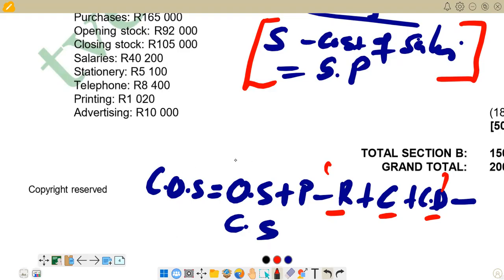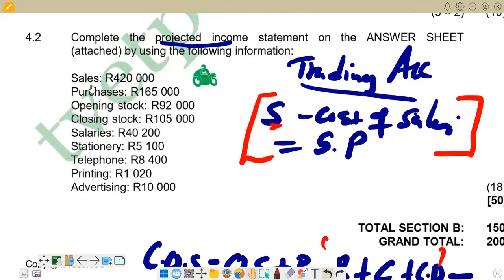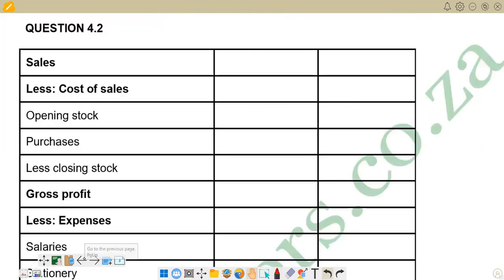So this is what we have. We are going to start here on sales. This is the figure that we are going to put there. Here you see that the figure for sales that we have is 420,000. So you can go to the answer section and start with sales.